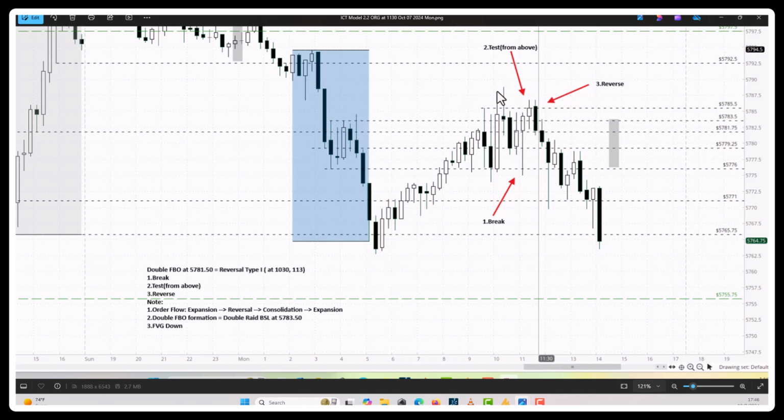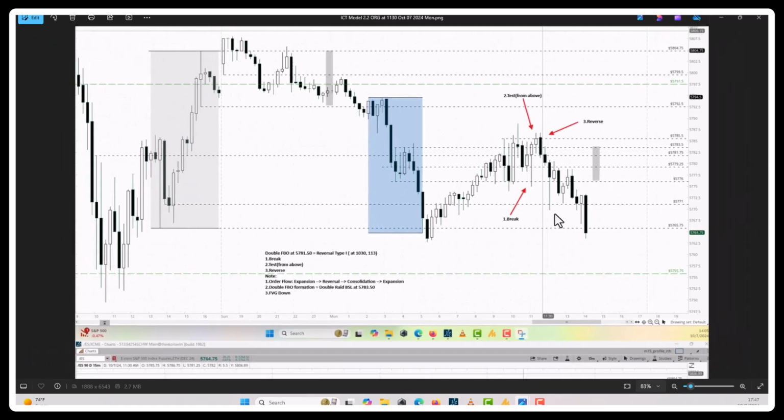You see the break, test from above, and reverse. It did it twice. Break, take above, and reverse. So it's called a double raid for a breakout. It's very strong. That means it's going to be flushed down real hard right there. That is a very strong signal. It's a beautiful setup if we understand it.